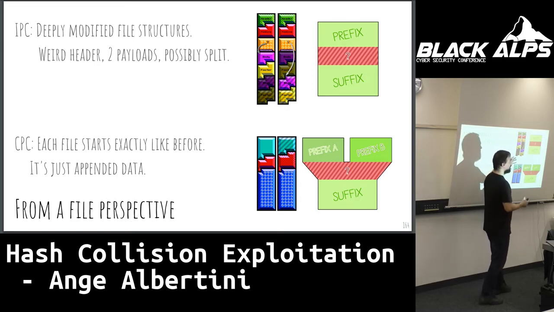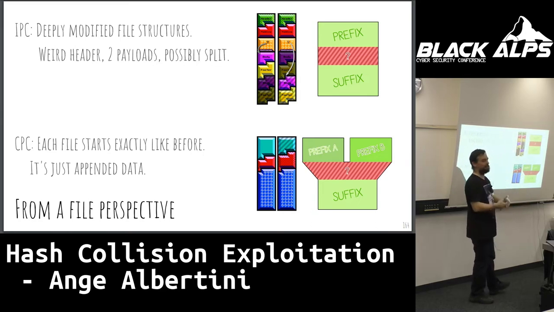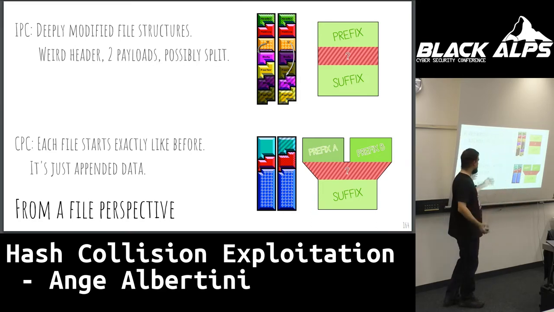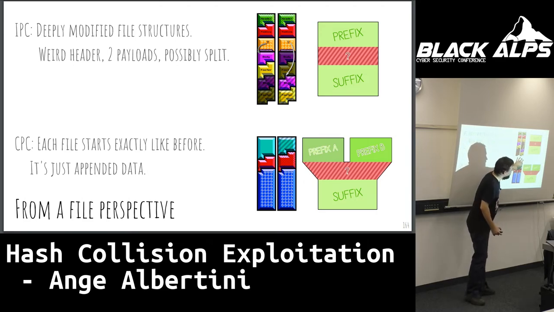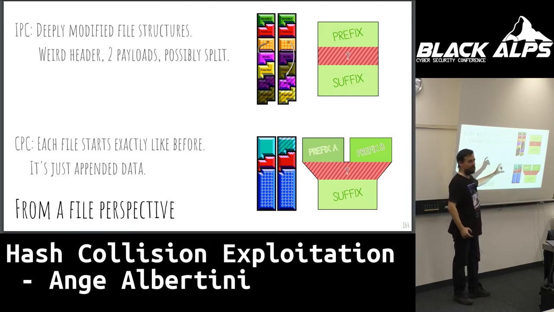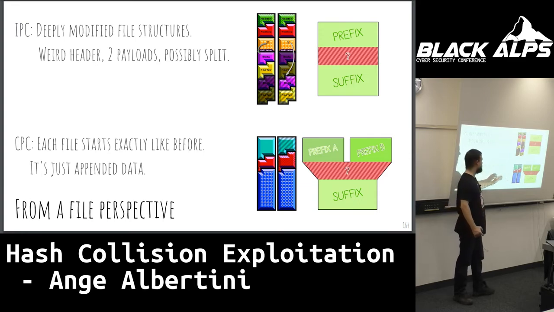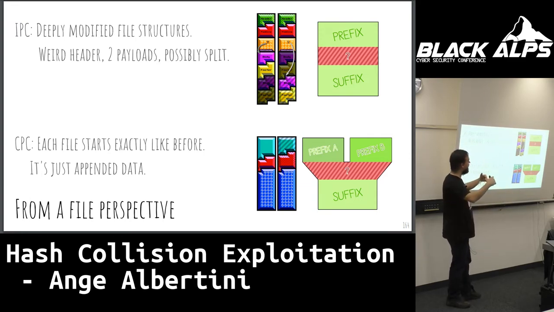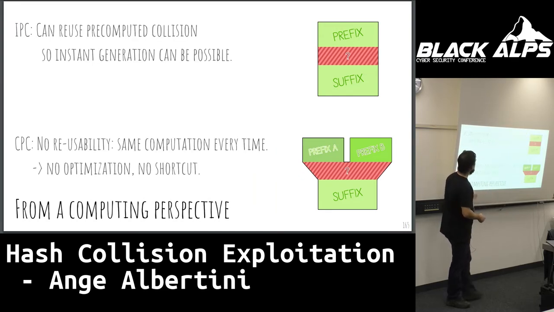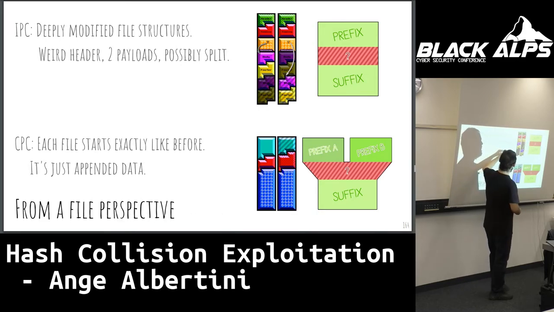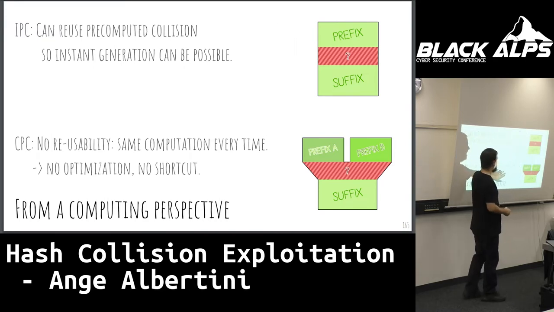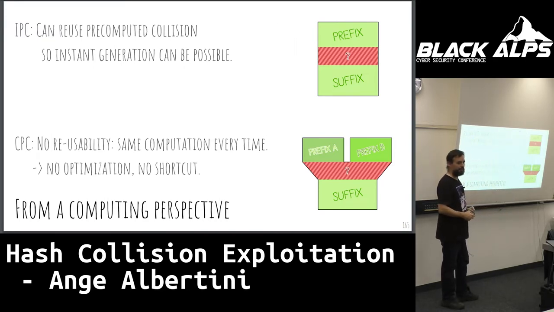Anyway, most people don't. So from the parser perspective, these files are just standard, but from the internal structure, they're super weird. And here, in the case of CPC, the start of the file is exactly what you wanted, so it's probably totally normal, and it's just the end that is giving it away. Again, same length, and so on. And here, you can reuse the computation to put whatever content you want. And for the CPC, you have to recompute every time. Make sense? Any question?